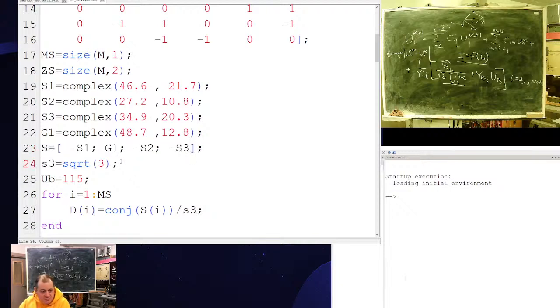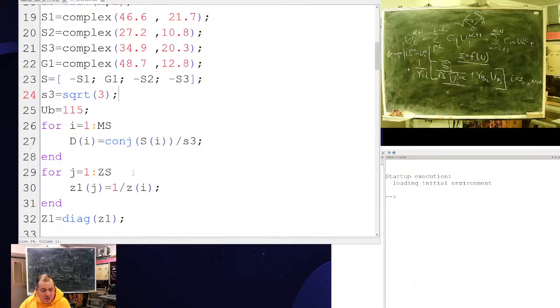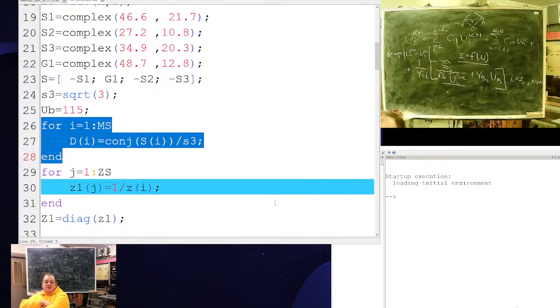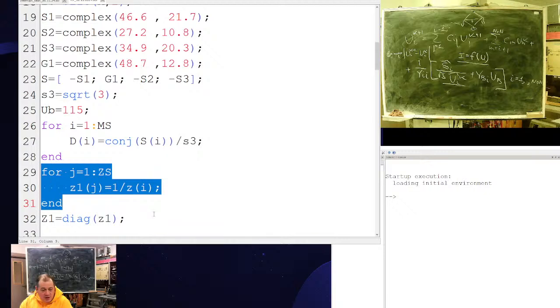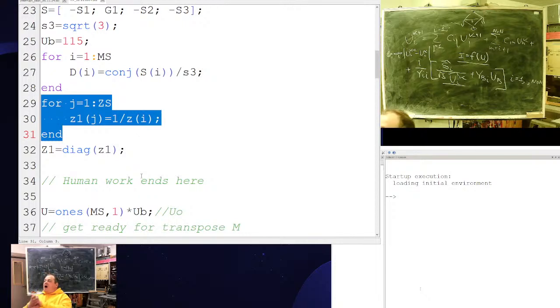Square root of 3, this will give a bit of speed up for my program. See this? I'm forming the diagonal vector of this D matrix. It's a conjugation of power divided by square root of 3, because I have 3 phase and I need to perform calculus for line voltage. Also, very simple inversion of resistance vector. I can do it because I'm dealing with symmetrical regime, no mutual inductance at all.